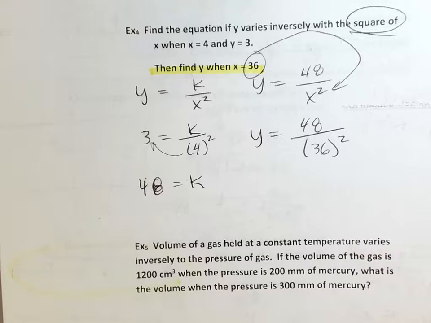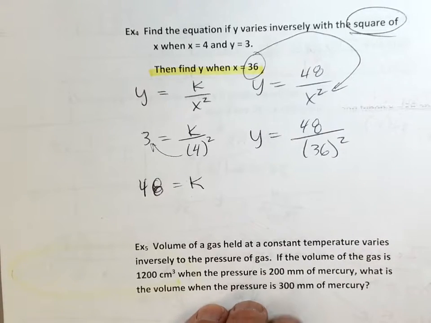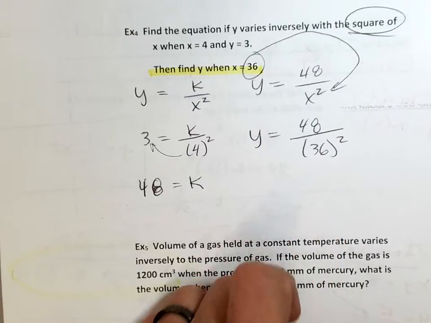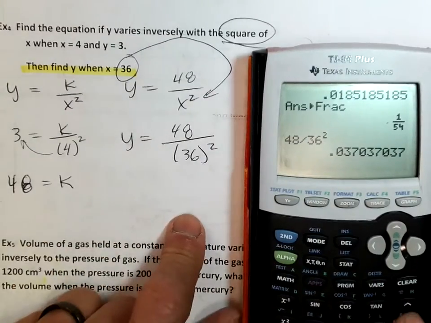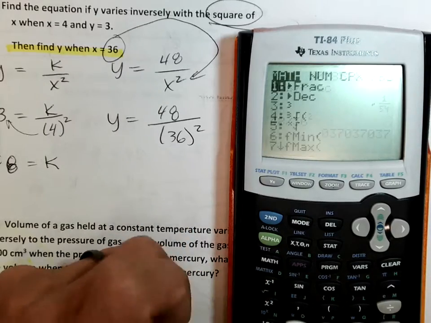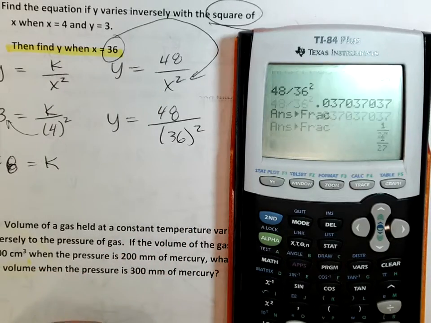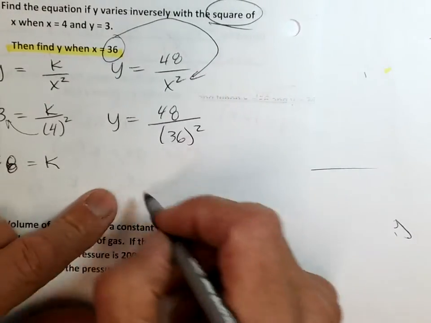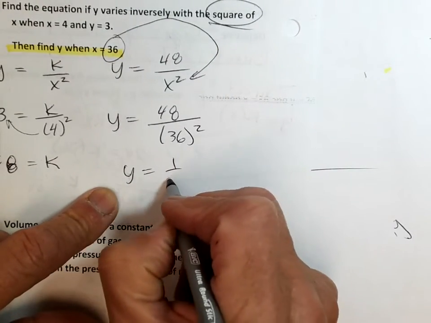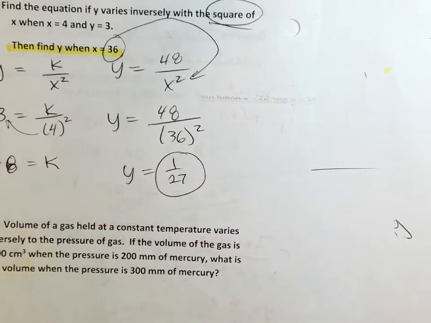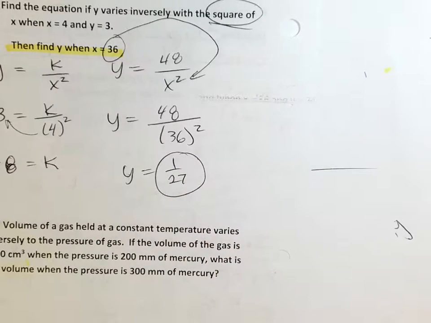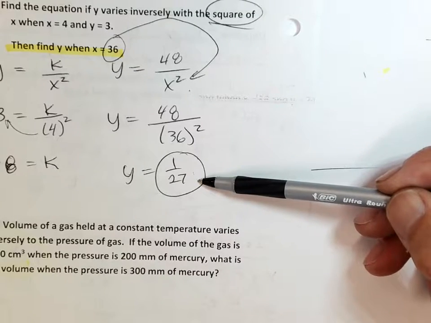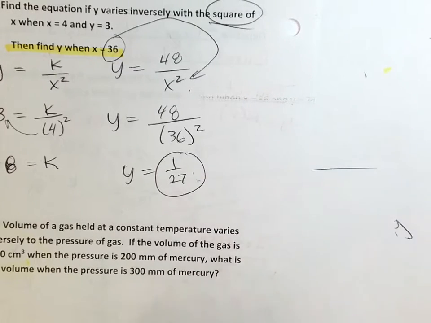All right, so what's 48 divided by 36 squared? And I'm going to also reduce that fraction. I could use a decimal, but I'd much rather have a fraction in reduced form. So 1/27th, okay? So y equals 1/27th. And this is definitely inverse variation because x got big and y got really little, right? As one gets big, the other gets little. That's inverse variation, okay?